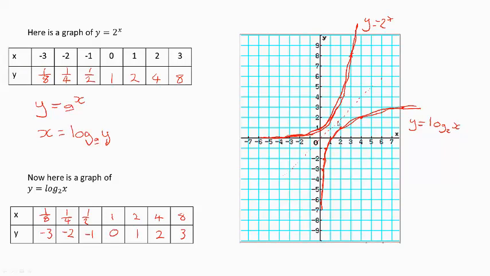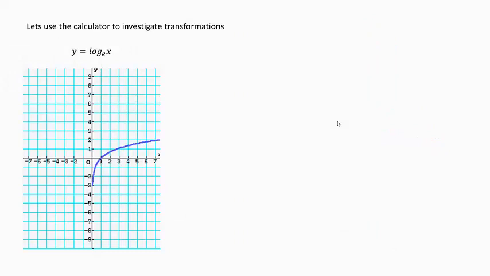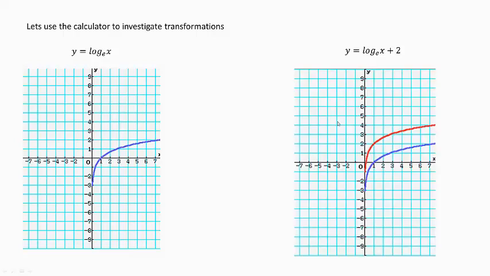Okay, let's start transforming these by looking at some of the variations. I'm now going to use the calculator to draw my graphs rather than my attempts by hand. We're going to draw y equals log to the base e. So in blue, I've got y equals log to the base e of x. And now I'm going to draw y equals log to the base e, or the natural logarithm, of x, plus 2. What does the plus 2 do?